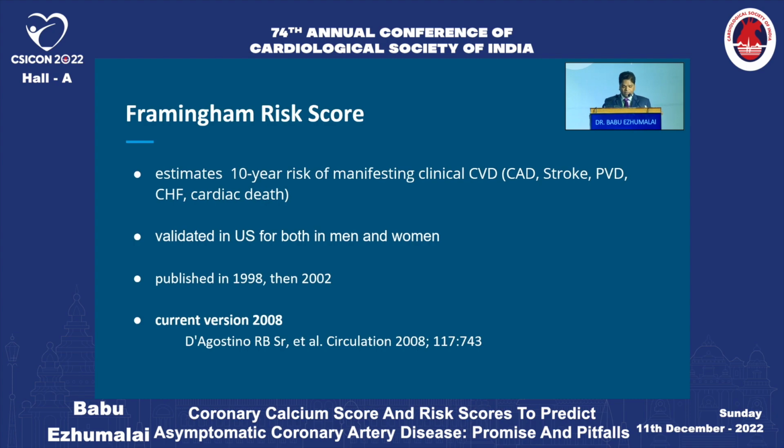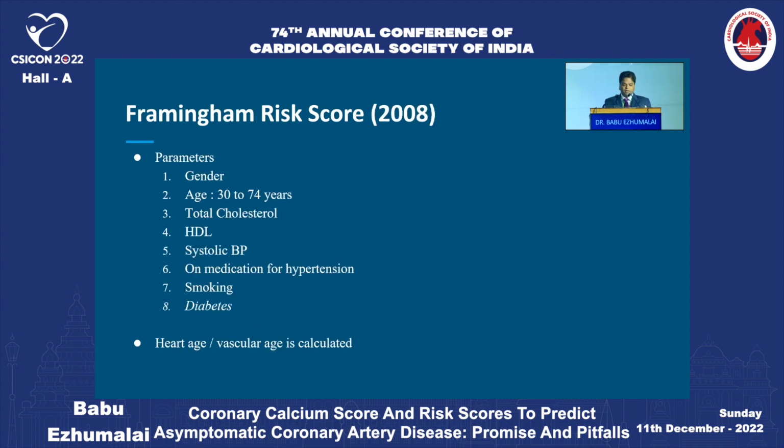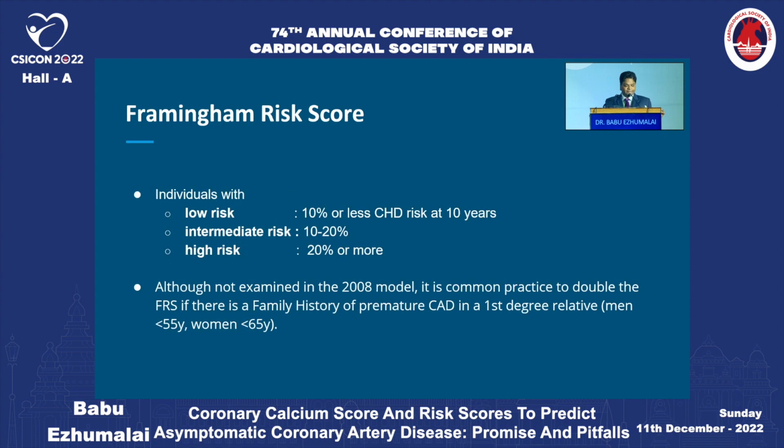Based on this article published in Circulation, these are the parameters included: gender, age from 30 to 74, total cholesterol, HDL, systolic BP, whether the patient is on medication for hypertension, smoking, and diabetes, which has been added as a parameter recently, from 2008. So this will give us an estimate of the heart age or vascular age of the patient.